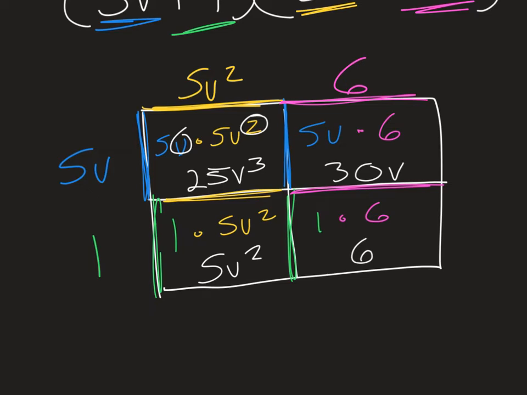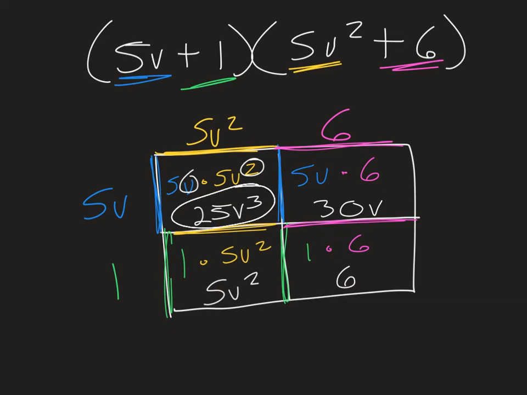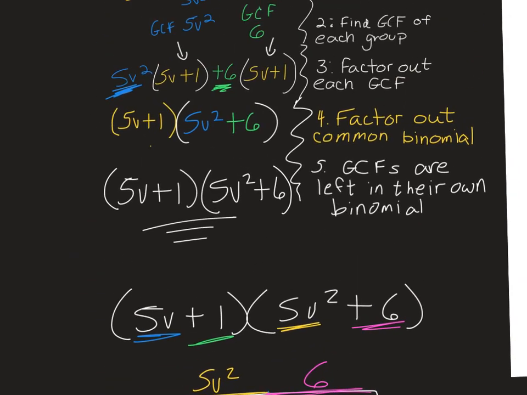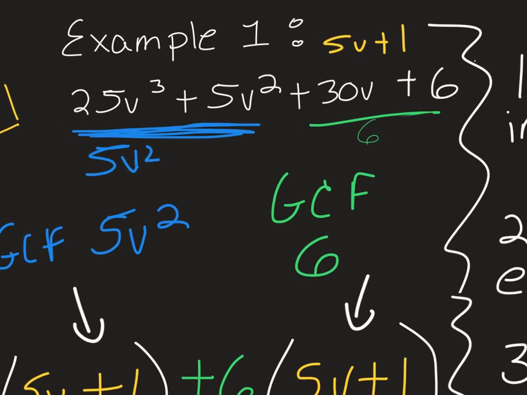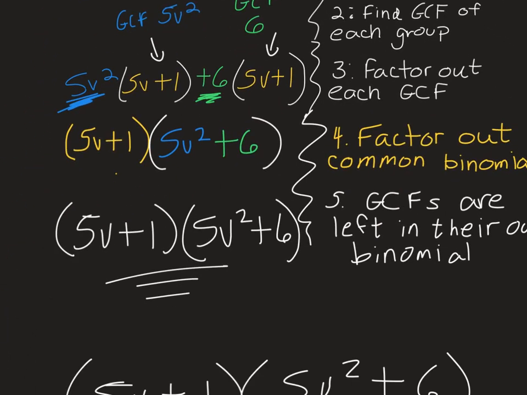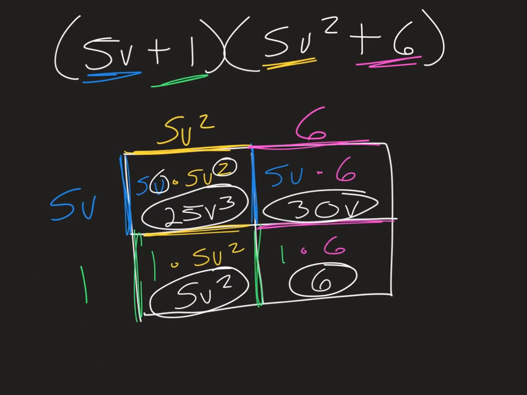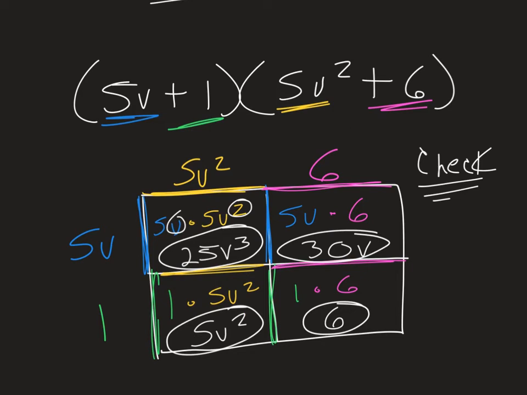So look at the 4 terms that you had once you went back and multiplied these two binomials together: 25v to the third, 30v, 5v to the second, and 6. Notice those are exactly the same 4 terms that you started out with in the original problem. So that illustrates what we're doing. It's like we're taking the problem and unmultiplying it, getting it back into the 2 terms that you originally multiplied. So you can always use this to go back and check yourself and make sure you did it correctly, because you can take your fully factored form and multiply it back together to see if you get those original 4 terms.